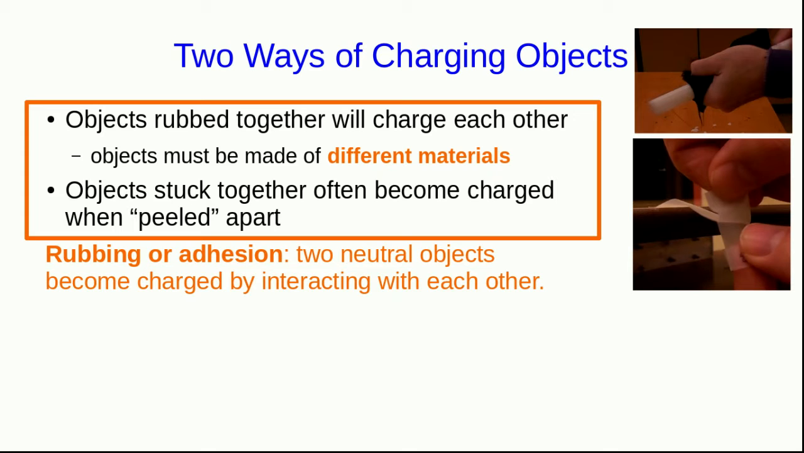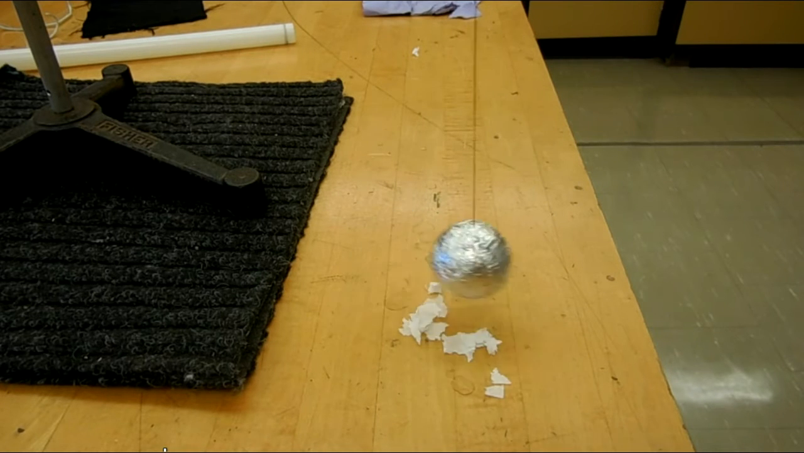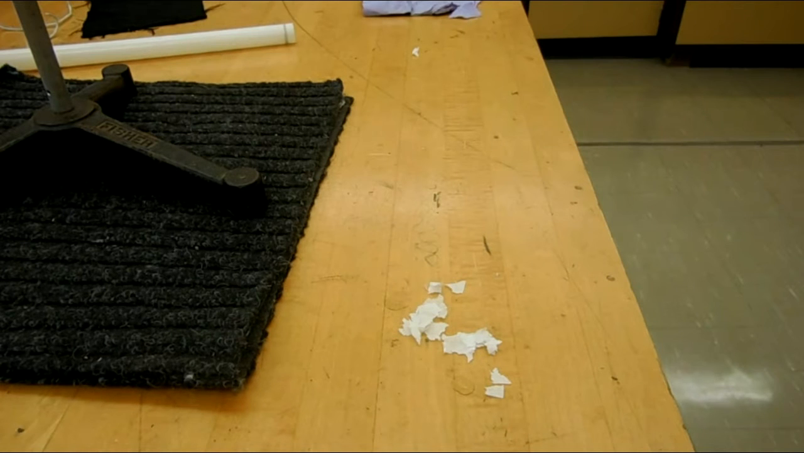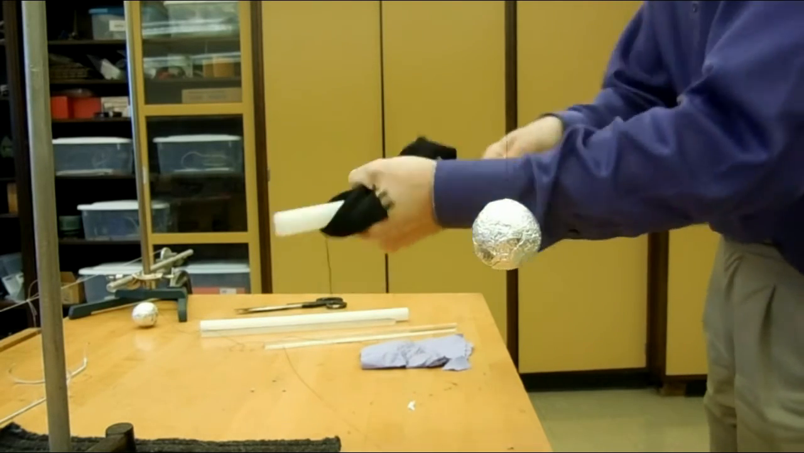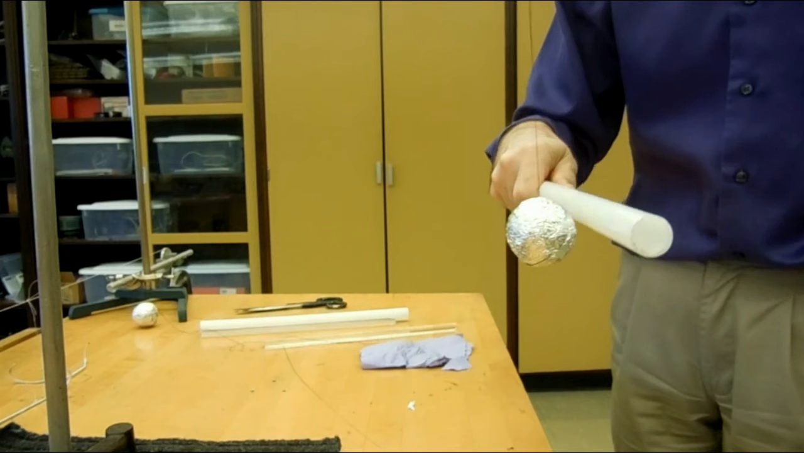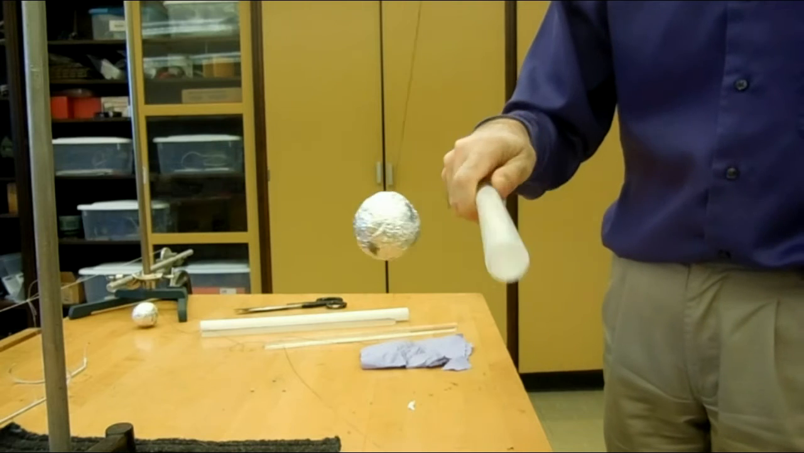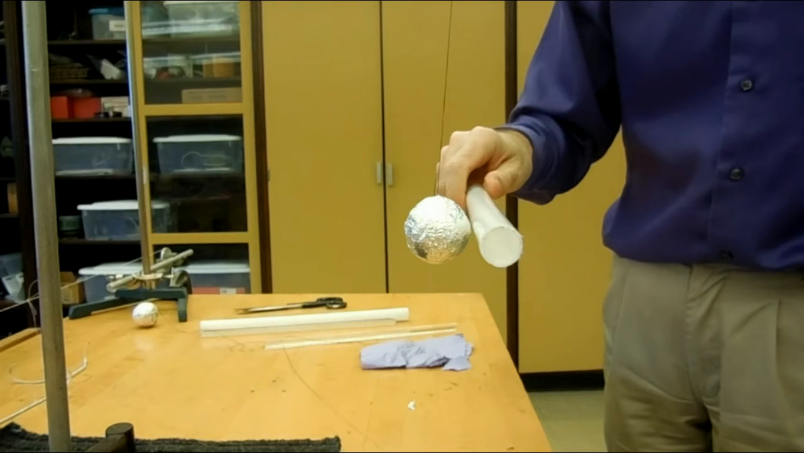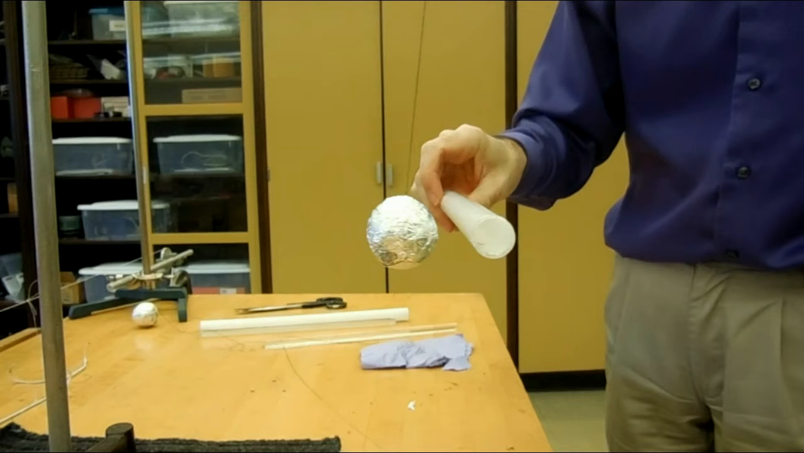But now let's see a totally different way to charge an object. Here is a ping pong ball covered in aluminum foil, and all I'm doing is demonstrating that it has no effect on these pieces of paper, so it's electrically neutral. So here is that neutral ball, and I'm charging up a plastic rod. And note, as we would expect, the ball is attracted to the rod because the rod is charged and the ball is neutral. However, when I touch the rod to the ball, now the ball is repelled from the rod.